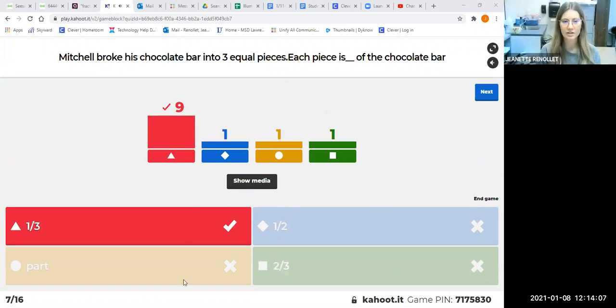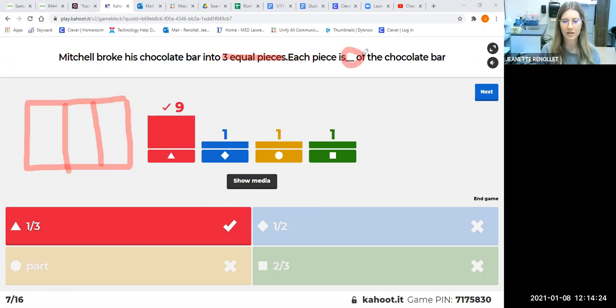Awesome. Look at all those correct answers. This is a word problem. Mitchell broke his chocolate bar into 3 equal pieces. So right now you should be thinking about a picture, thinking about 3 equal pieces. Each piece is blank of the chocolate bar. Well, each piece will be a unit fraction. We know it will be a 1 in the numerator. And our denominator tells us how many parts total. So I count 1, 2, 3 parts. So the denominator would be 3. Great effort. I love seeing what you know about fractions. Keep it up.